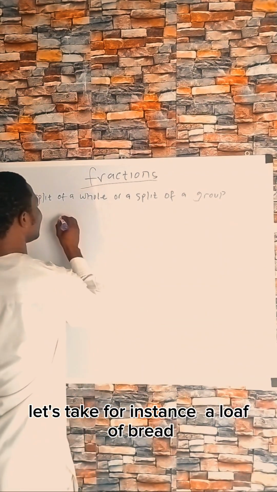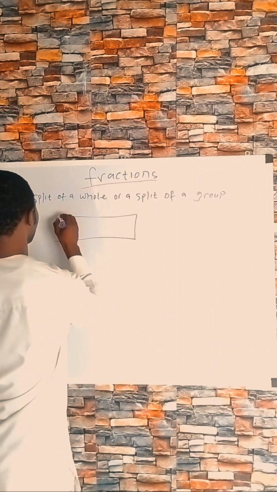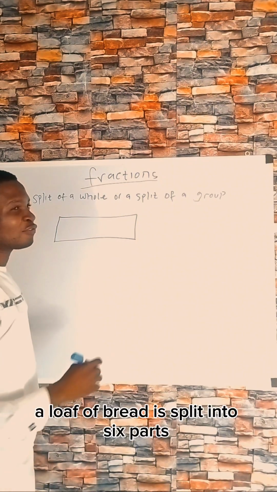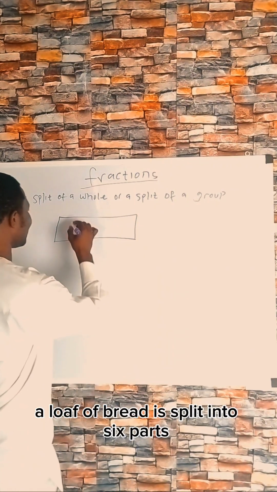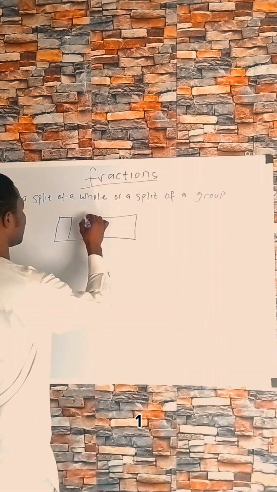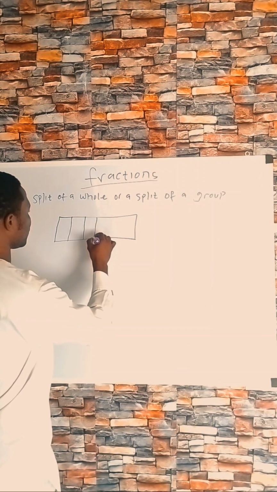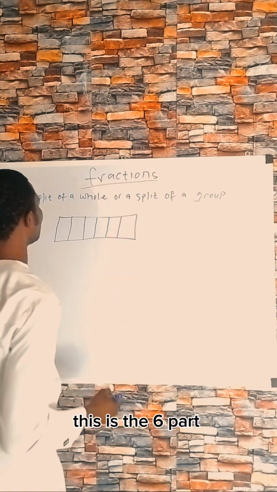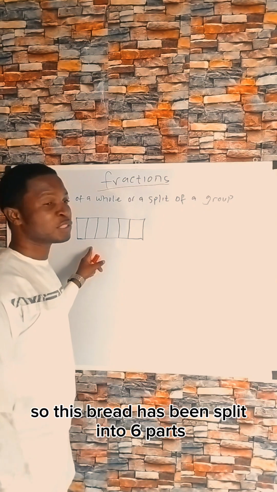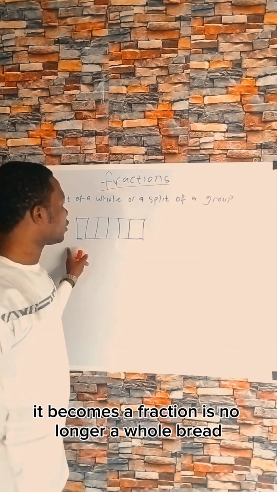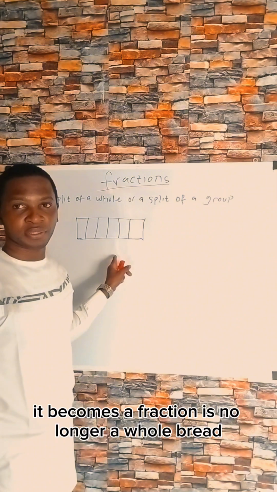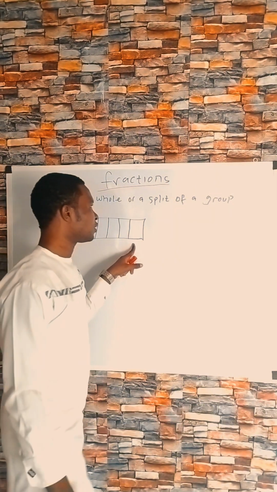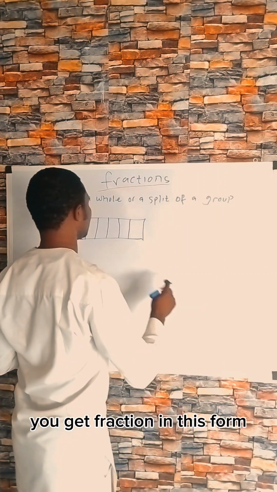So let's take for instance a loaf of bread. This is quite a funny loaf, but let's take it for instance. A loaf of bread is split into six parts. One, two, three, four, five. This is the sixth part. So this bread has been split into six parts. It becomes a fraction. It's no longer a whole bread. So to represent this bread in mathematics, you get fractions in this form.